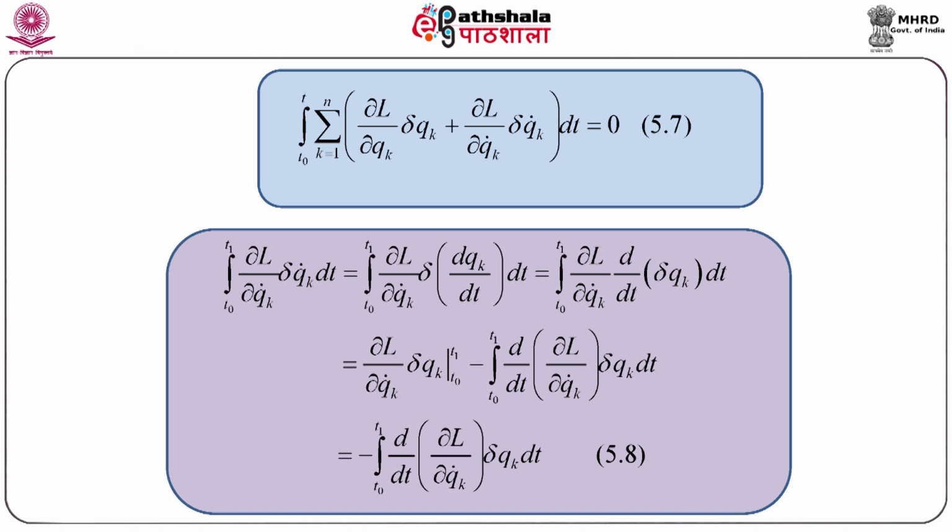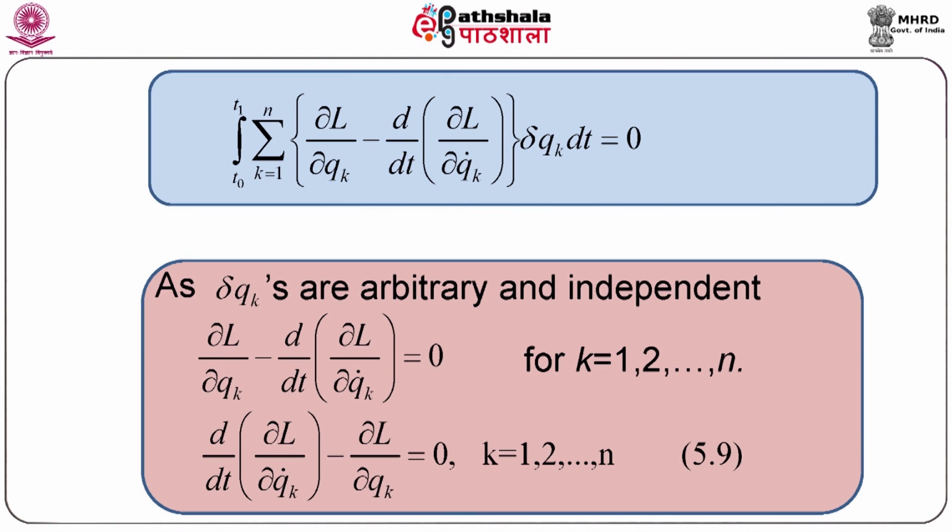Since delta qk at t0 equals 0 and delta qk at t1 equals 0, substituting this in equation 5.7, we have integration t0 to t1 summation over k equal to 1 to n of del L del qk minus d/dt of del L del qk dot, times delta qk dt, equal to 0.